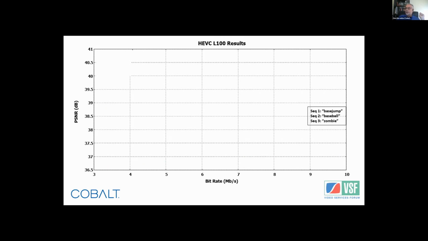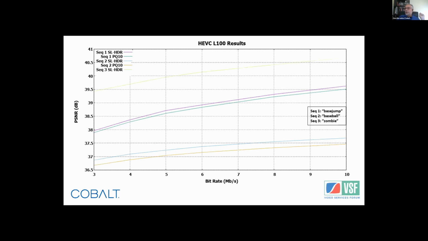L100, you're going to see a bigger difference. So SL-HDR1 for the first sequence, base jump. PQ10, you see a clear improvement, right? It's higher. Baseball sequence, you see a big improvement on this one. And then the zombie is over here, and you also see a big improvement. So you can expect a big change in bit rate.